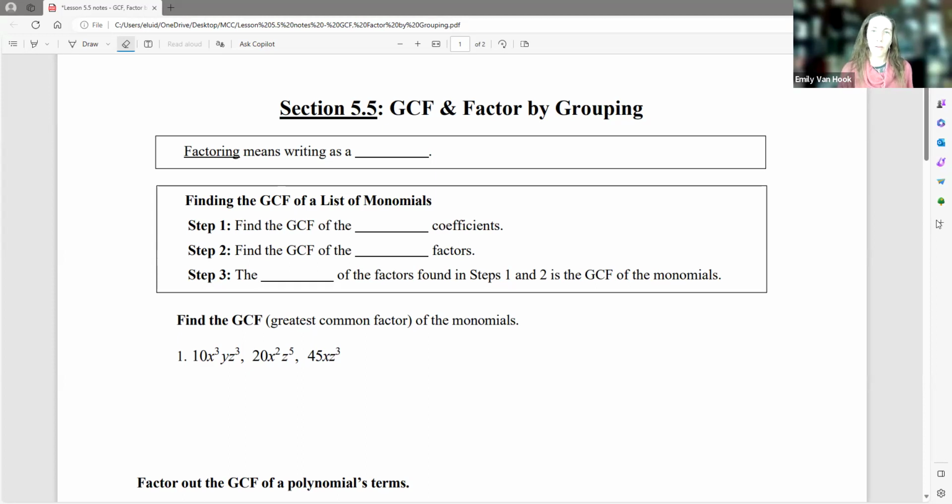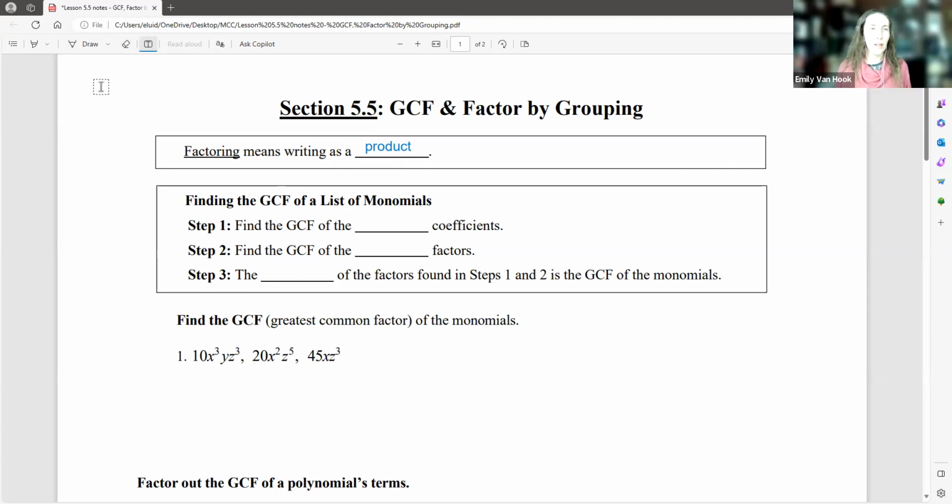So we need to start off just learning some basics about factoring, what factoring means, and then some different types of factoring. So to start off, just to give a definition, when we talk about factoring, you're going to hear that word a lot. Factoring means writing as a product. So here's our first fill in the blank. Factoring means writing as a product.